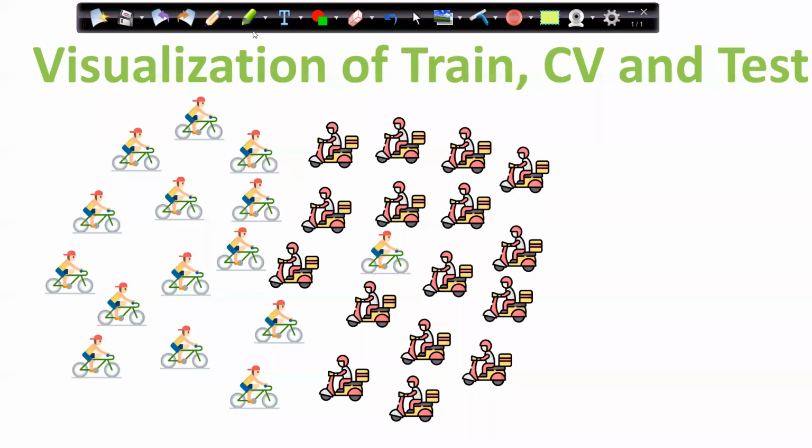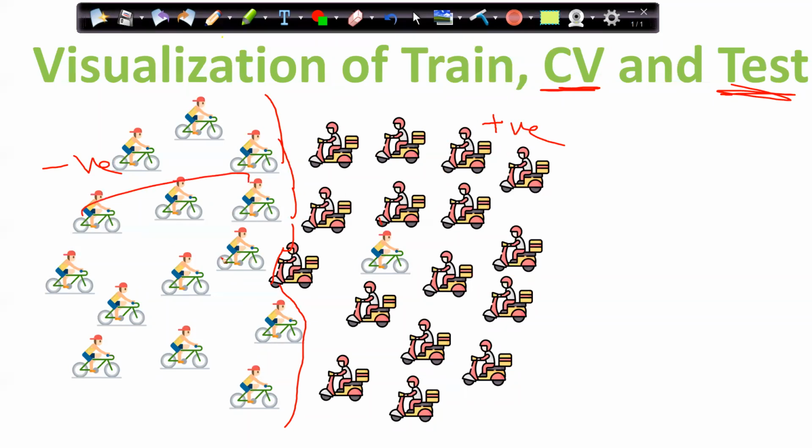If I go back to this image, these are my negative points, and these are my positive points. So my CV data and test data should also have more negative points here and more positive points here. Then only it will make sense, right? If suppose there are more scooters here for CV data, then my model will be worse. It will say that they will go by cycle.